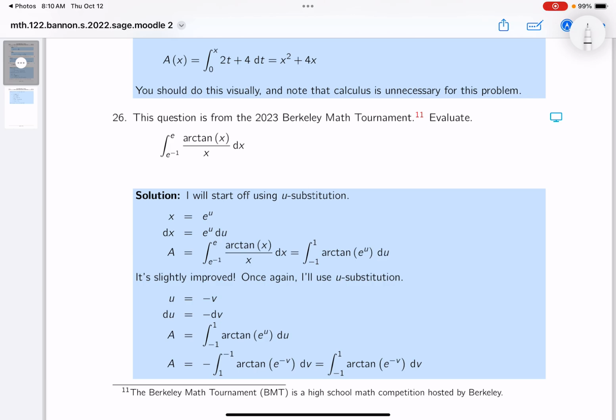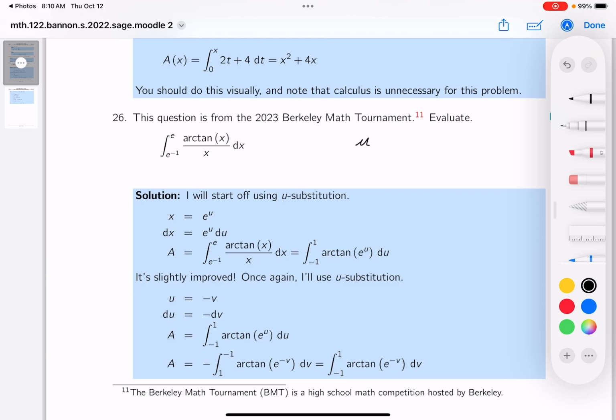And the first thing I'd recommend for you to do over here is a u substitution. Let me write this down. I'm going to say u equals... well, actually, I'm going to say x equals e to the u. Let me erase that and start again. So x equals e to the u, and then dx would equal e to the u du.